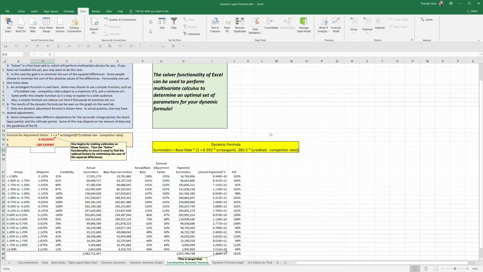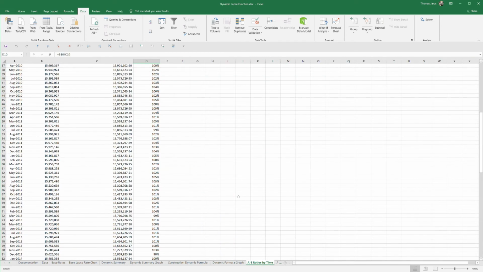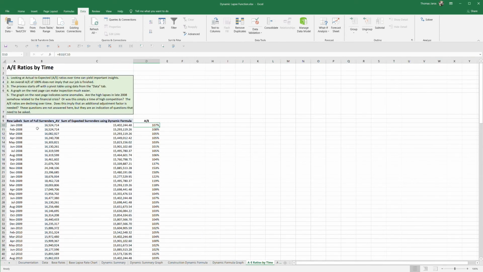Well, I wrote out the formula right here. Surrenders equal base rates times this adjustment for credited and competitor rates right here. That's what our formula looks like right now. I always like looking at graphs, and you'll see me doing this all the time. Let's look at it by time. So we go back and we do a little quick pivot table, and we do the data by month.